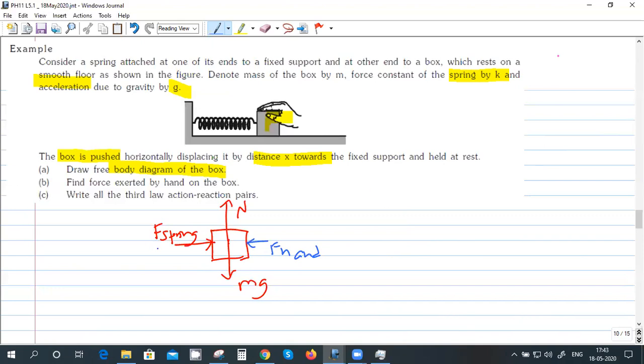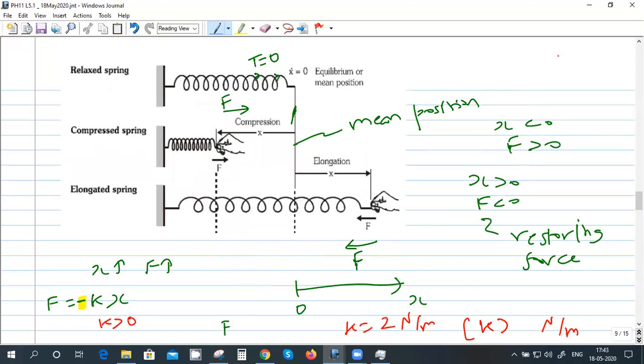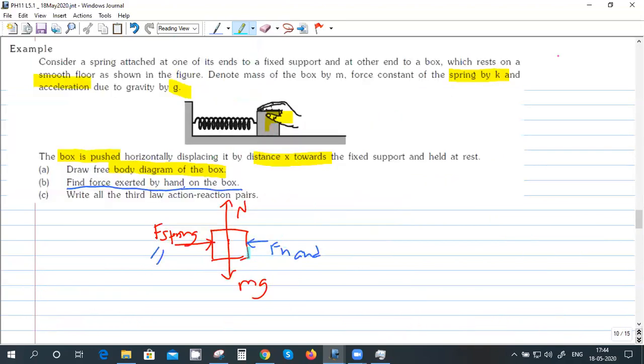So what is the value of this force? He's asking to find the force exerted by hand on the box. So what is the value of this force? F spring. The property of the spring is given, no? If you've got K into X, we have to use that. This is the property of the spring. When the spring is compressed by X, it will exert a force of K into X. So that we have to use. So what is F spring here? He has given the compression is X, right?